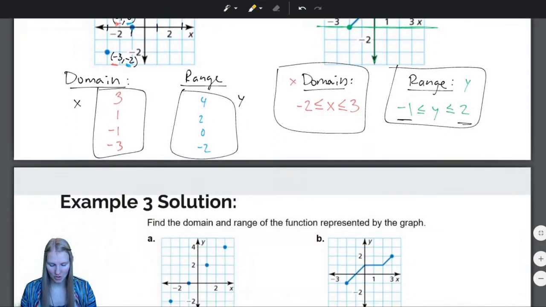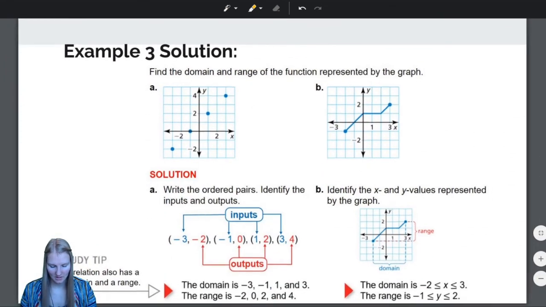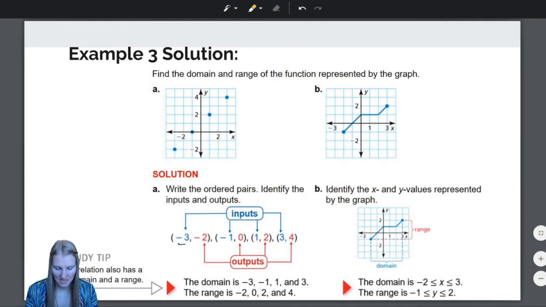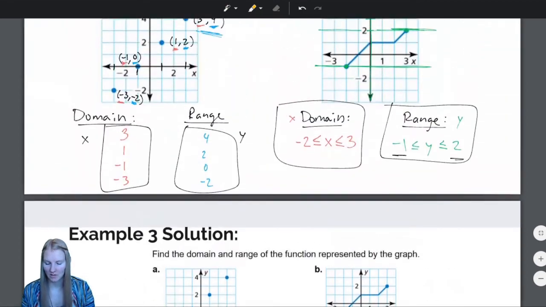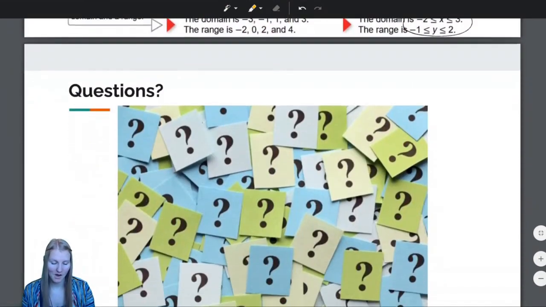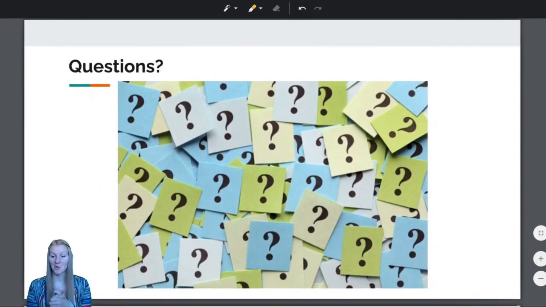Okay, let's check and make sure that we were correct. All the inputs are the x coordinates of the points. All the outputs are the y coordinates of the points. And look at this. The domain is from left to right. The range is up and down. The domain is the same inequalities that we got. Awesome. Woohoo! Well, there you have it.